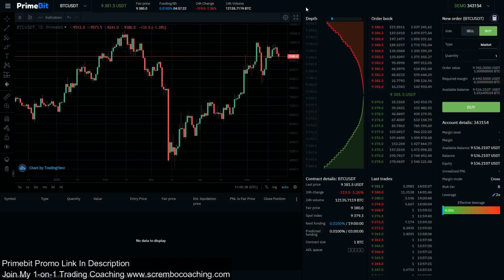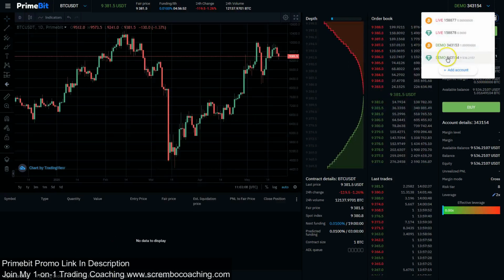Right, so PrimeBit definitely has an interesting layout with tons of information back and forth, from the last trades to the contract details, candlestick representation with the charts offered by TradingView, depth of the market, order books, new order, account details, and tools for technical analysis. But also on the bottom left corner, you've got open trades, pending orders, so many tabs that you can look after and discover.